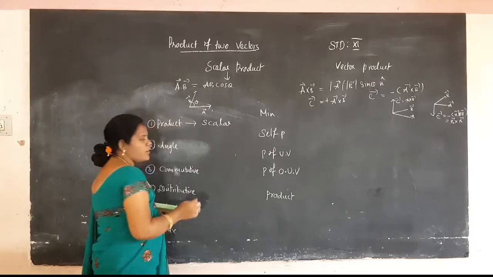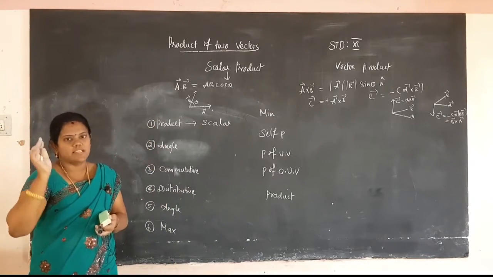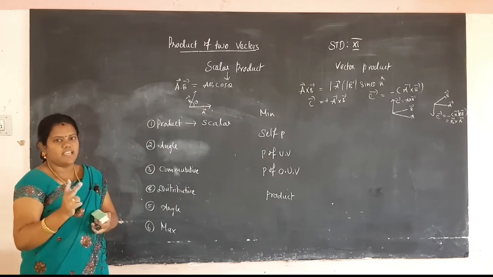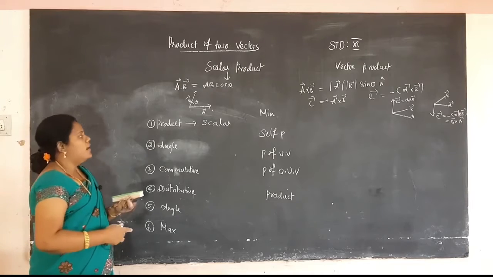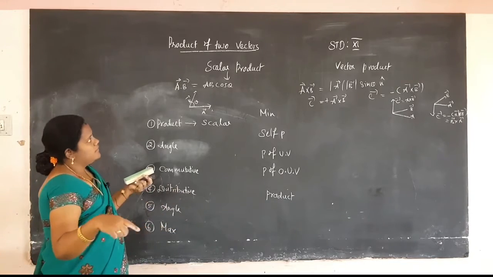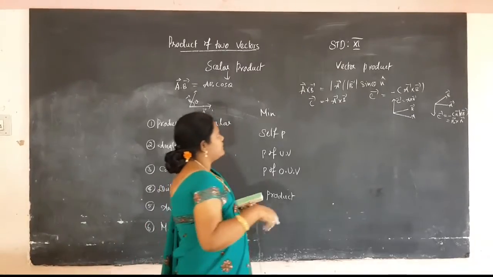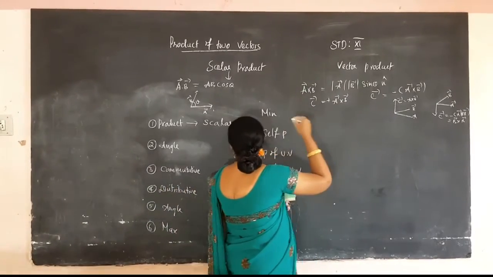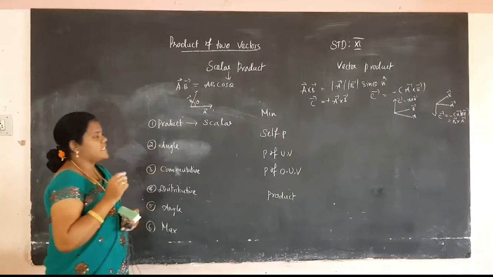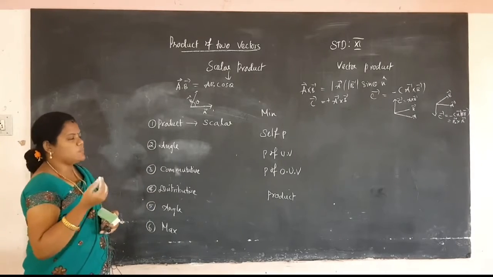So the scalar form of two vectors always gives only a scalar. The product of two scalars gives a scalar, but in the vector product it is different. First I explained the scalar product; now next I will explain the vector product.